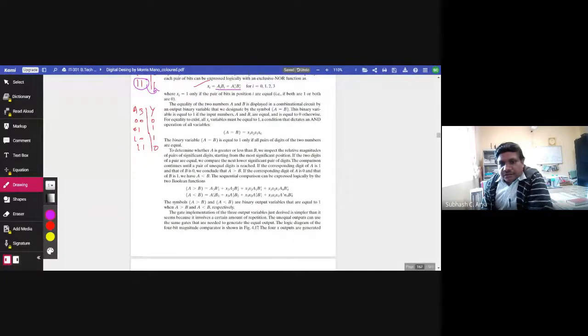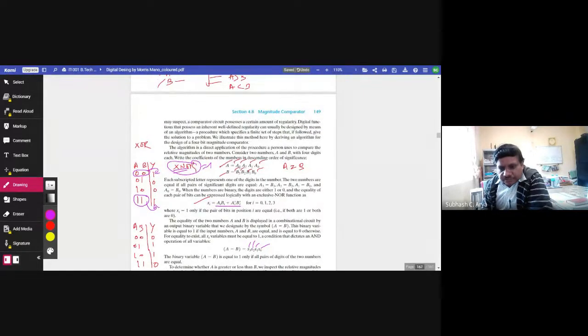Since we have considered 4 bits, suppose A0 is equal to B0, then the output will be X0. A1 is equal to B1, then output will be X1. A2 is equal to B2, then it will be X2, and the output will be X3 when the fourth bits are equal. Is it okay?